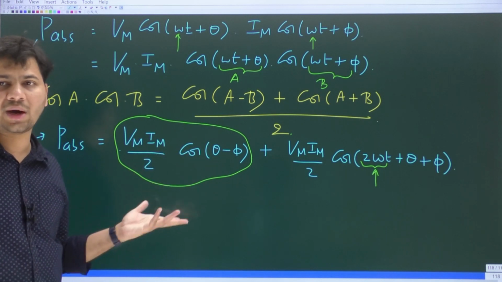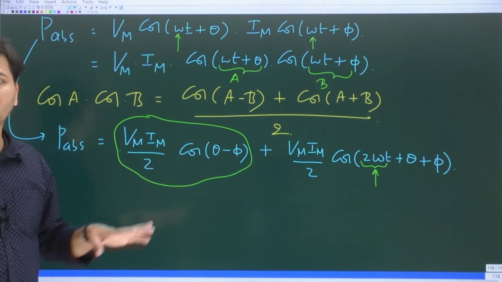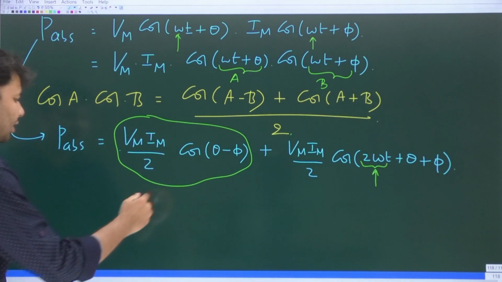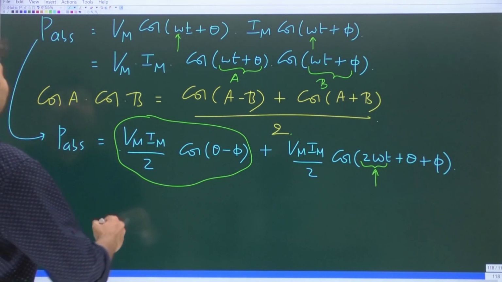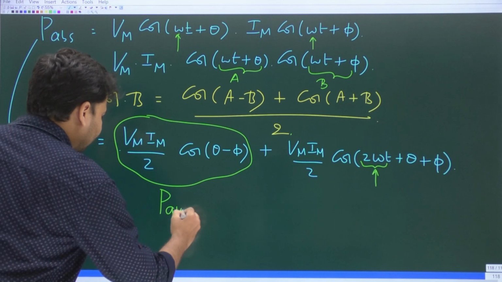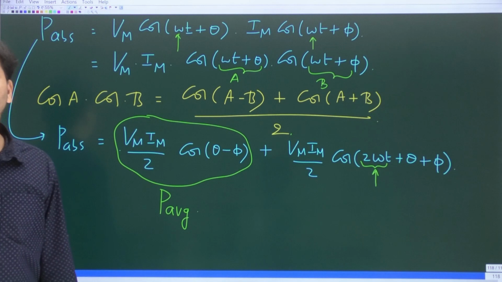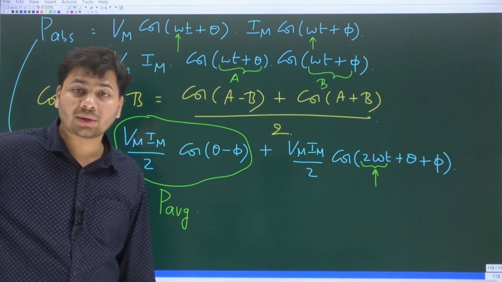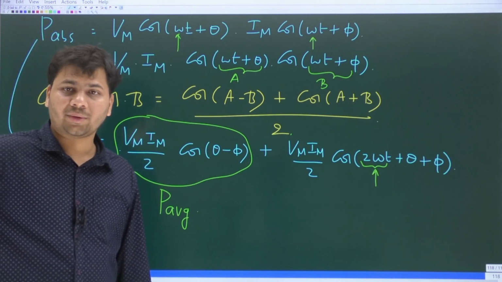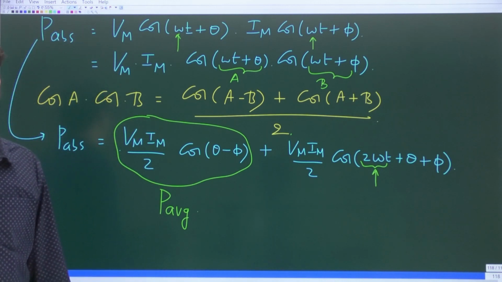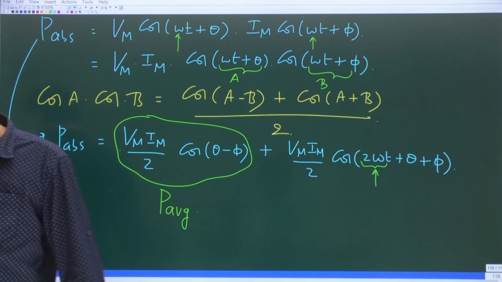independent of time, it is constant. Constant itself means it is DC. So what is the expression for the average power absorbed by the two-terminal element? It is just this: Vm Im by 2 times cos of theta minus phi. So this is what is called the average power absorbed by the element. This is a very, very important result. Just note it, all of you.